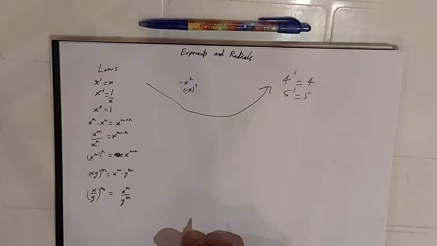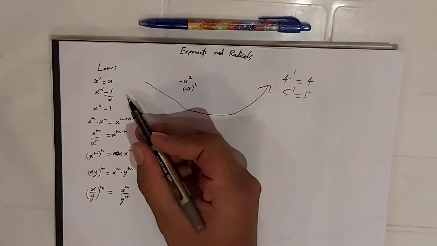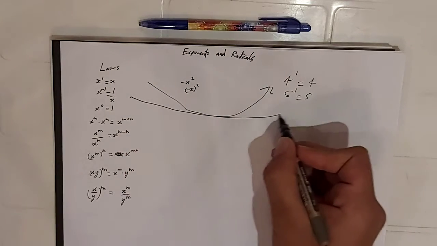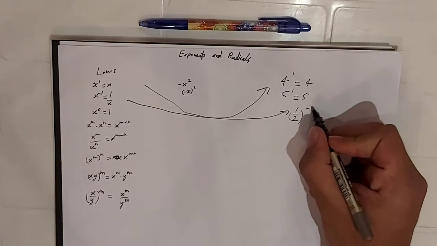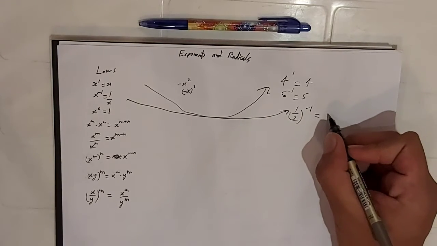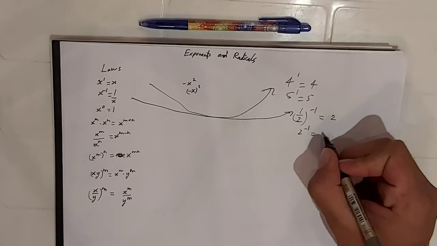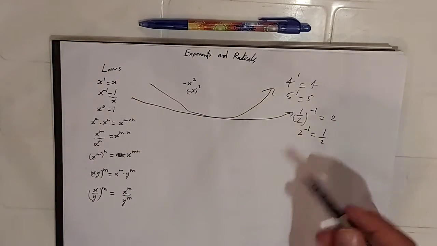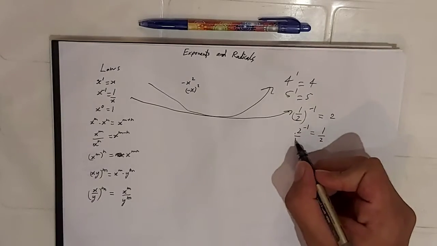Then there's another law, x to the power minus 1 is equal to 1 by x. So the minus actually reciprocates the value. Anything to the power minus 1 is the reciprocal of that value. Let me give you an example. If it's 1 by 2 to the power minus 1, it would be 2 because it is reciprocated. And if it's 2 to the power minus 1, it would be 1 by 2. You see, the denominator turns into the numerator and the numerator turns into the denominator, because 2 is actually 2 over 1.